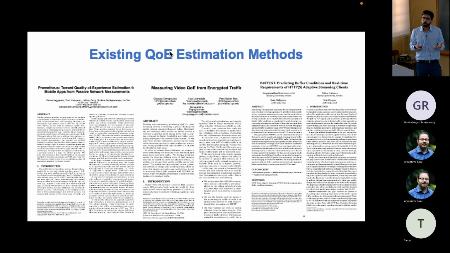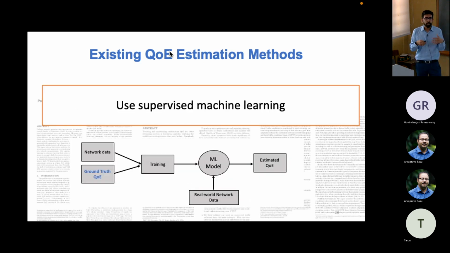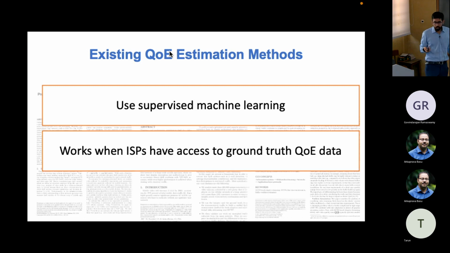Most existing work formulates this QoE estimation problem as a supervised machine learning problem. The idea is you collect a sample of network data as well as some ground truth QoE data and use it to train your ML models, which can later be used in the real world for predicting QoE. So this would work if ISPs have access to ground truth QoE data.